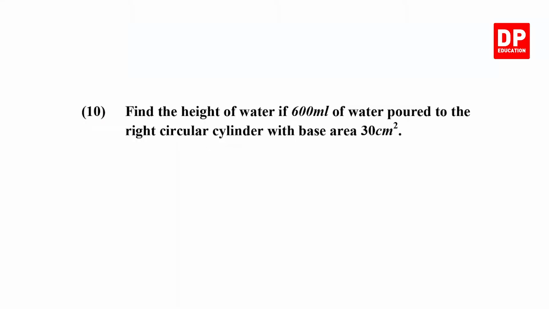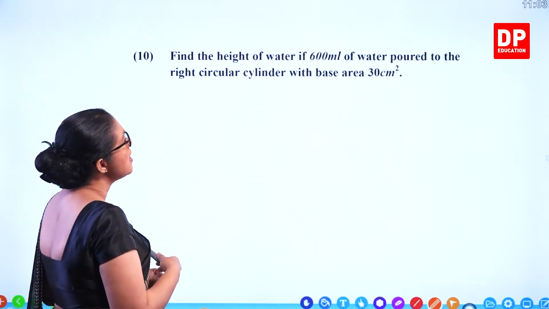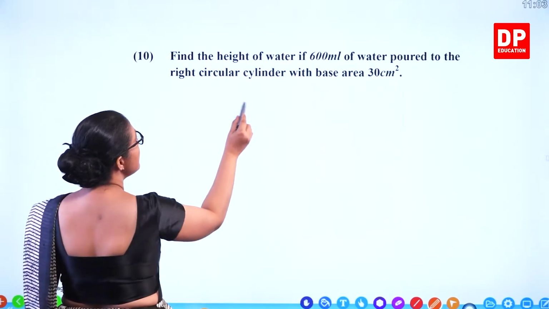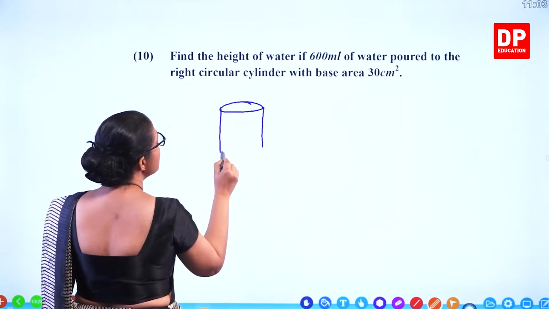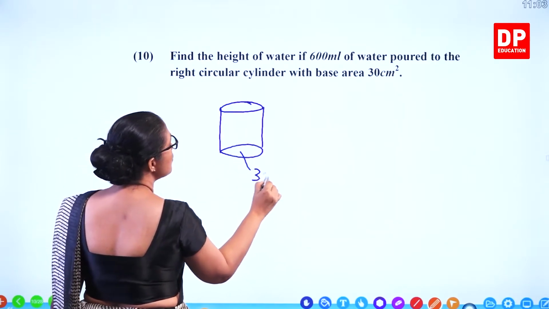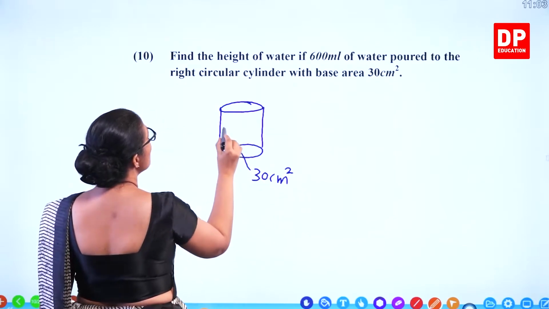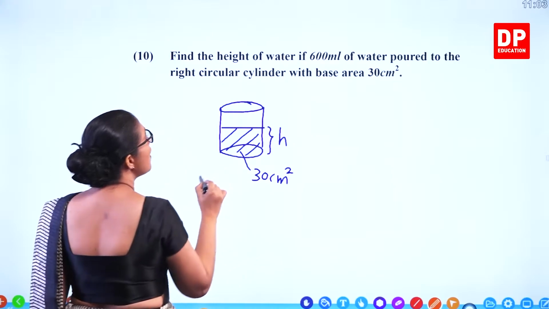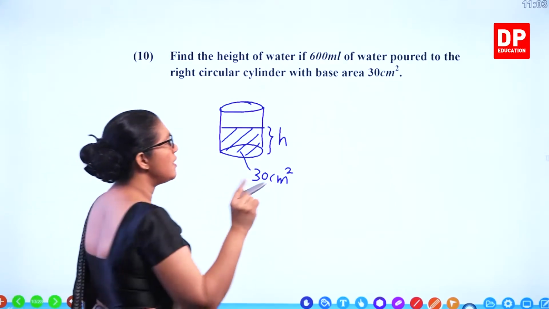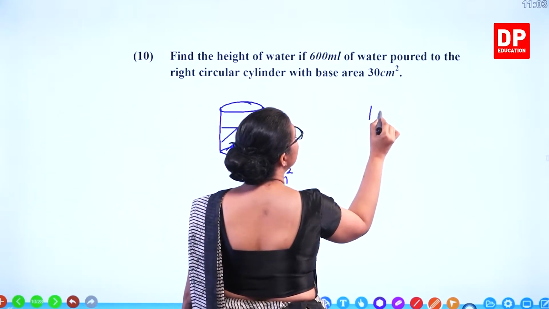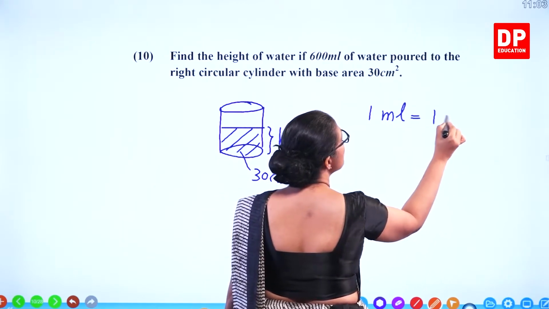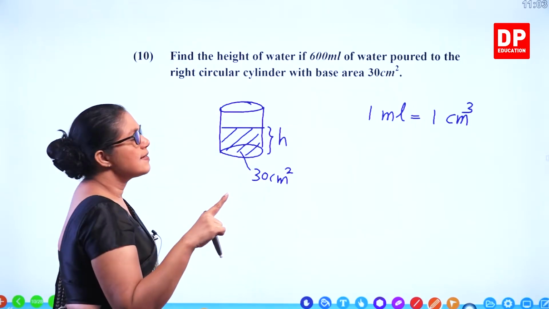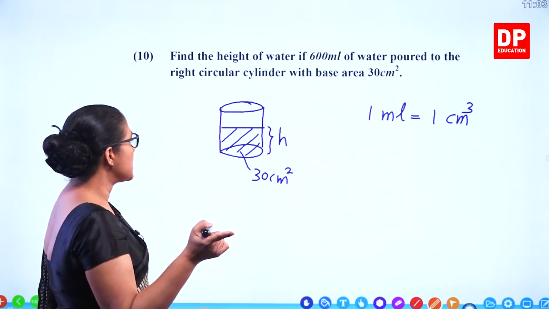Question number 10. Find the height of water if 600 milliliters of water is poured into a right circular cylinder with base area 30 square centimeters. So we need to think about the height. What's the volume? 600 milliliters. What's the relationship between milliliters and cubic centimeters? Both are the same. So 600 milliliters is the same as 600 cubic centimeters.